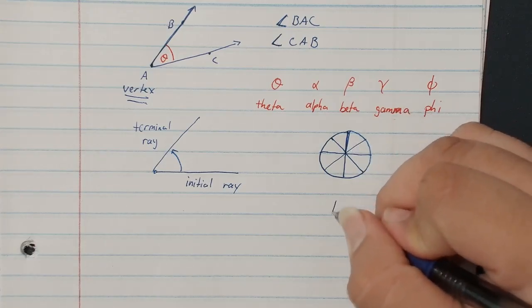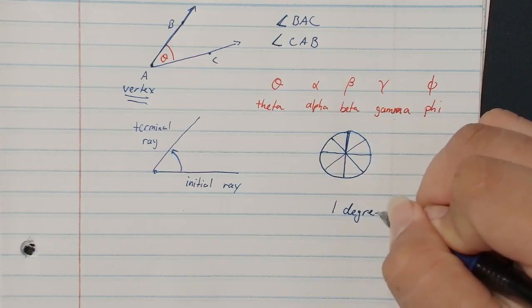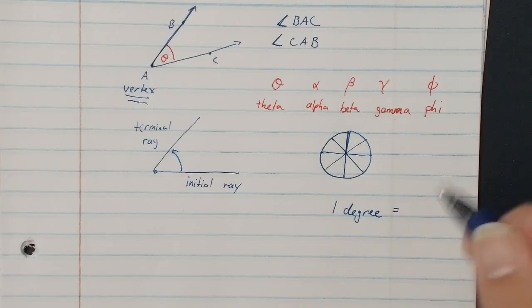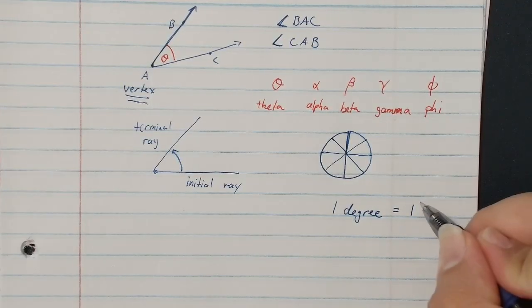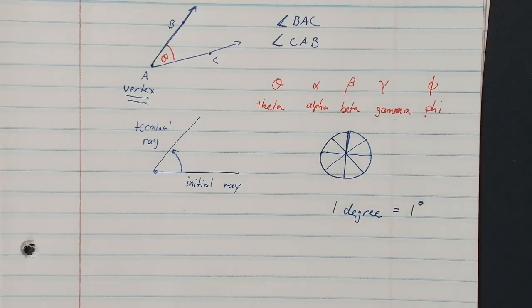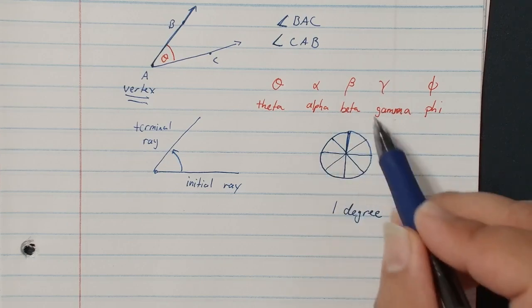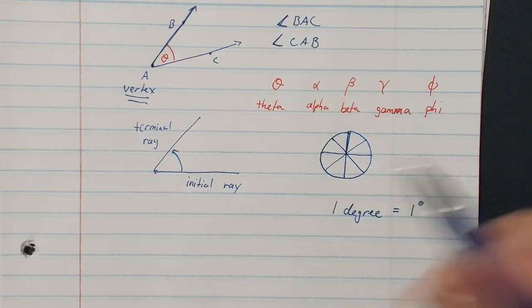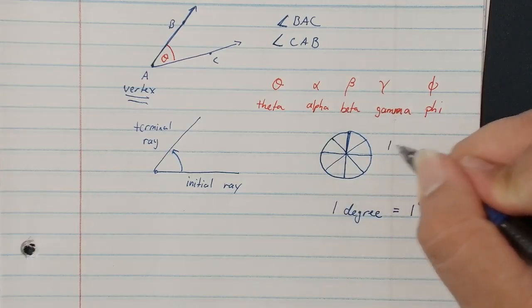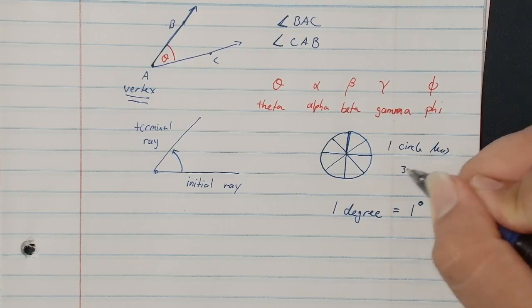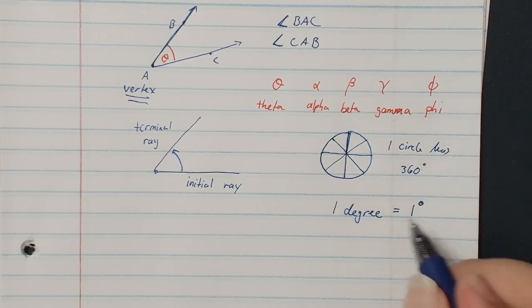So 1 degree, instead of writing the word degree every time, we use the degree symbol, which is a little circle up here. It's not the number 0, it's actually just a little circle, and this is read as 1 degree. If you look at a circle, a full revolution all the way around the circle has 360 degrees. So here, one circle has 360 degrees. Okay.